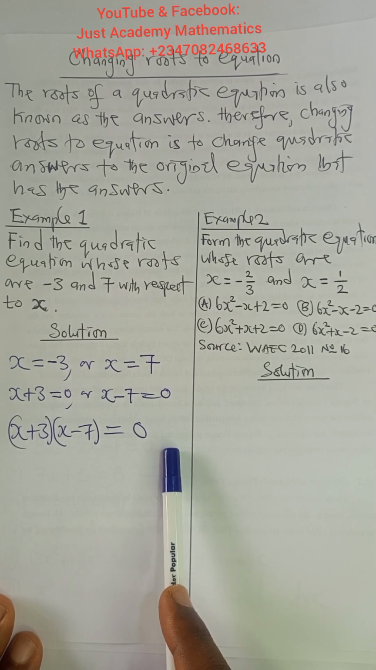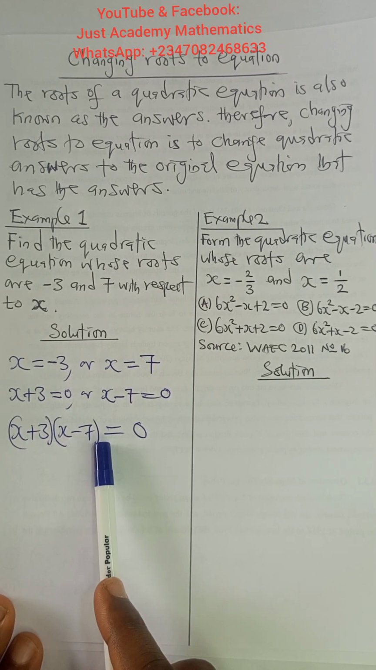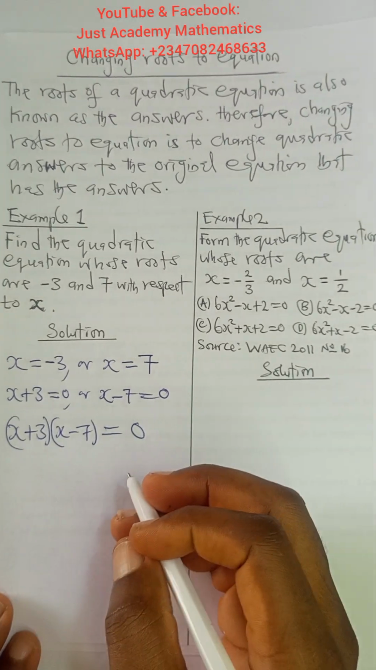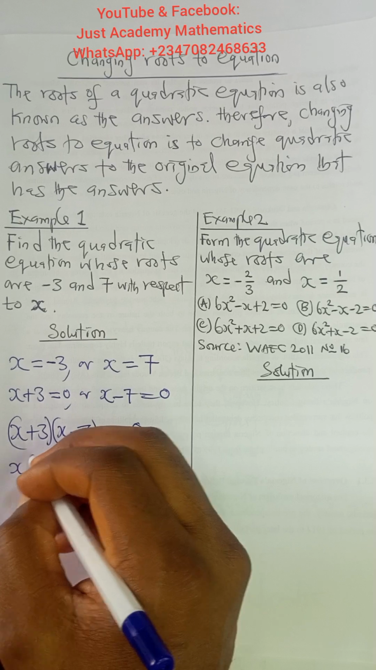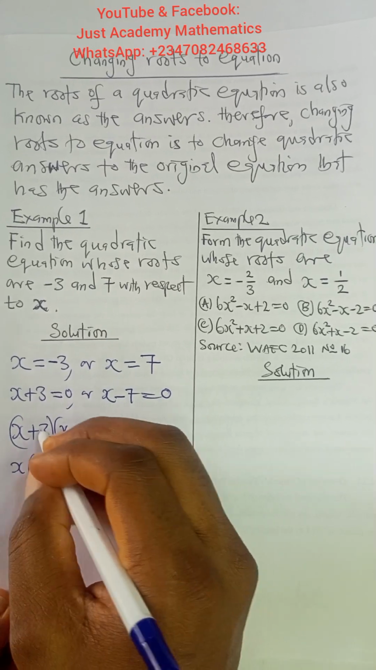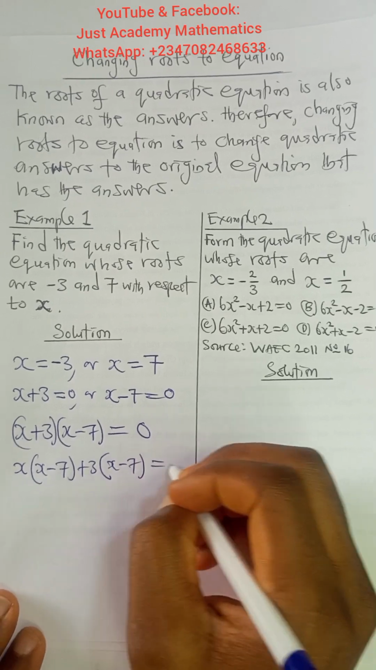Now let's expand. By expansion, this x will times this 2. Of course, you know that this 3 will times this 2. But let me show it for the sake of understanding for this one in particular. So this x here will times this 2, x minus 7. And this plus 3 will also times this 2, x minus 7 equals to 0.